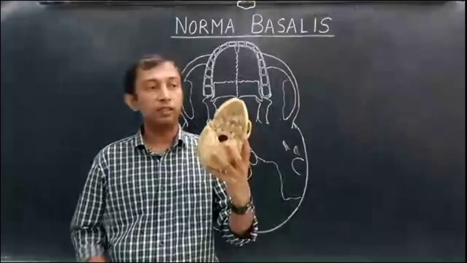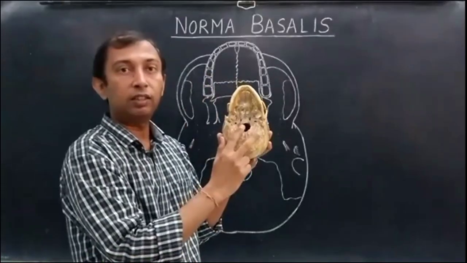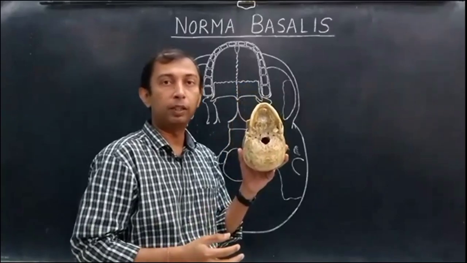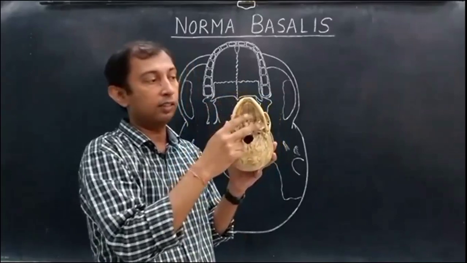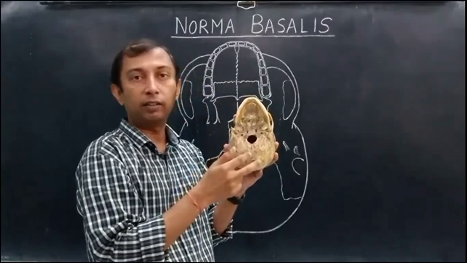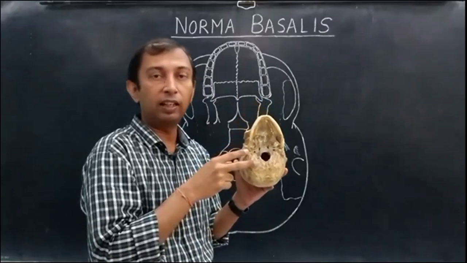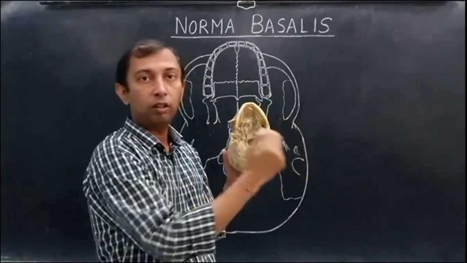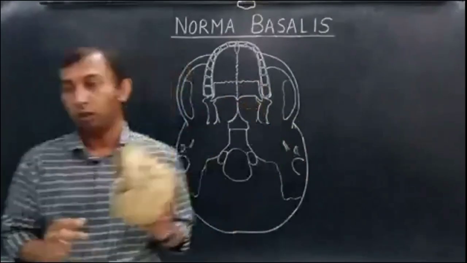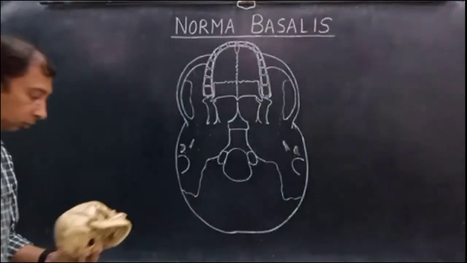Okay, so as you can see, the Norma Basalis is a very uneven surface. It is a very complicated structure. So in order to make it simpler, we will divide the Norma Basalis into three parts, from anterior to posterior. And to divide it into three parts, we need two imaginary lines which we will draw horizontally so that the Norma Basalis gets divided into three parts. So let us see what these imaginary lines are.